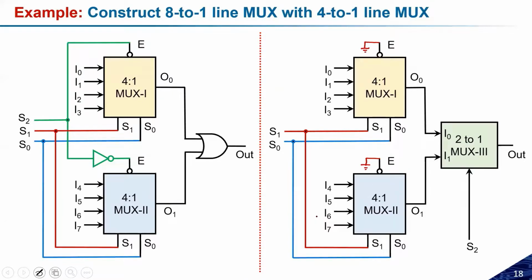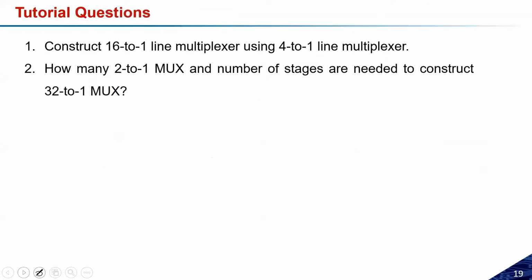Okay, so this is all about the construction of 8:1 mux. Now here are some questions that you have to solve. Construct a 16:1 mux using 4:1 multiplexer. This is easily doable. One important thing that you have to remember: here m is equal to 16 and n is equal to 4. This m is nothing but the square of n.